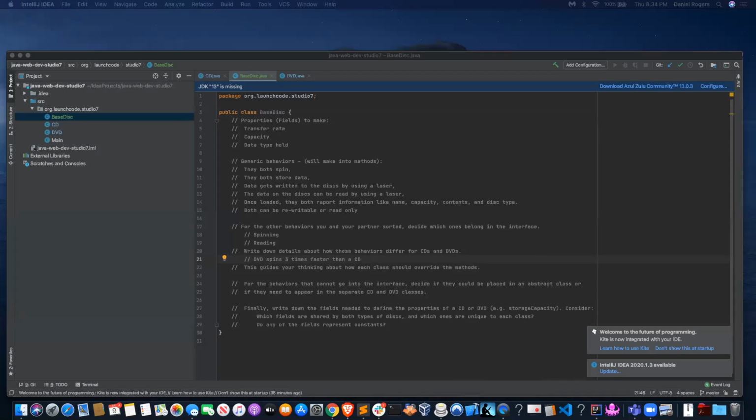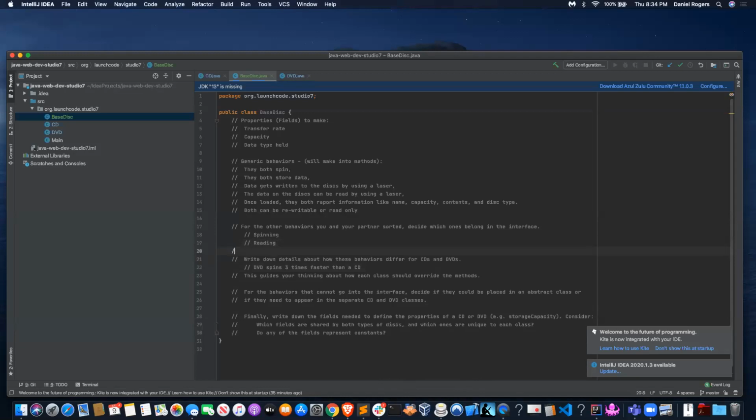Well, if we're doing reading, can we also do storing the data onto the disk, like adding to it? Sure, yeah. Reading, and I guess writing. Oh yeah, writing. That's good, because that's what it's called. Okay, so spinning, reading, writing. I think that's good. And so this is going to go in the interface.